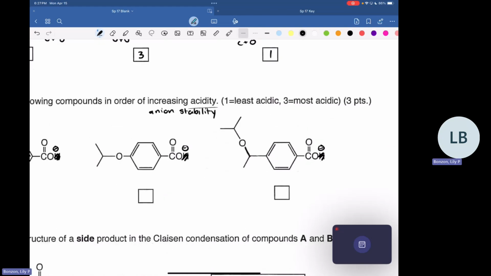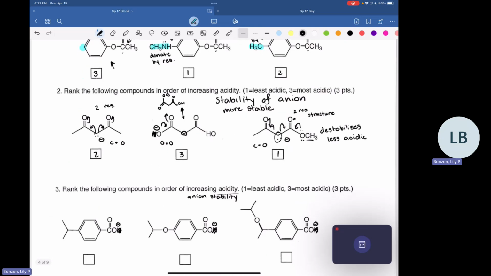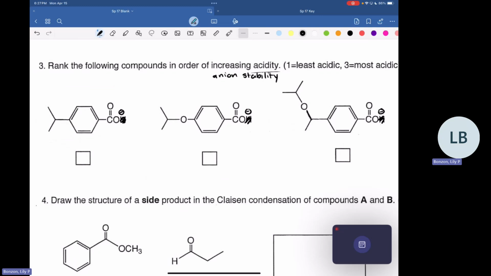And then this one's kind of combining questions 1 and 2. In question 1, we were looking at the groups on the benzene ring and how they affected it. And then in 2, we were looking at the acidity. So we're looking at both here. We're looking at the anion stability of the O-, and then we're also looking at the group on the benzene ring to see how it affects the negative charge. So again, we want electron withdrawing groups to delocalize the negative charge.